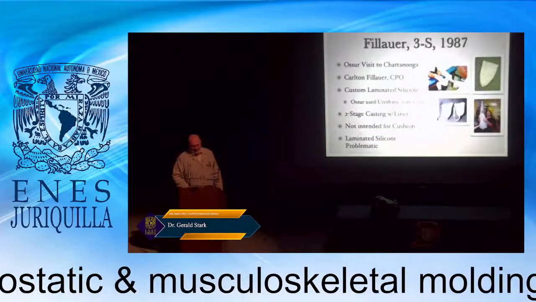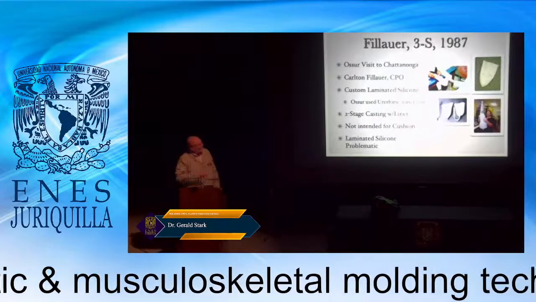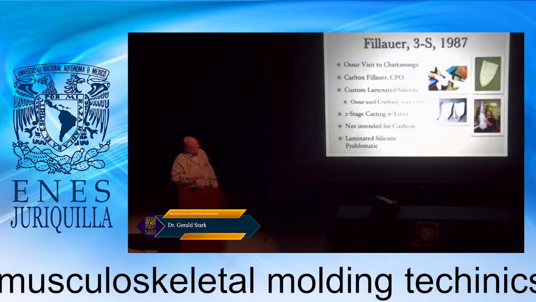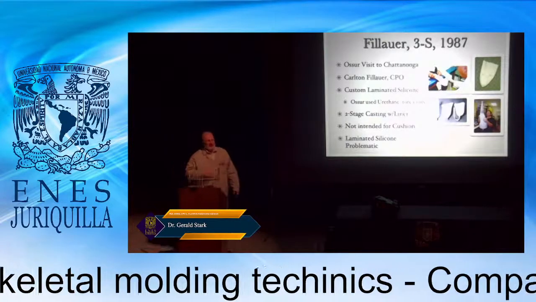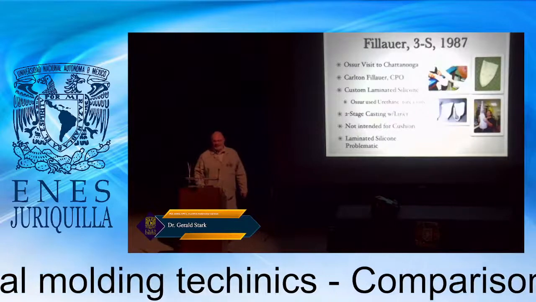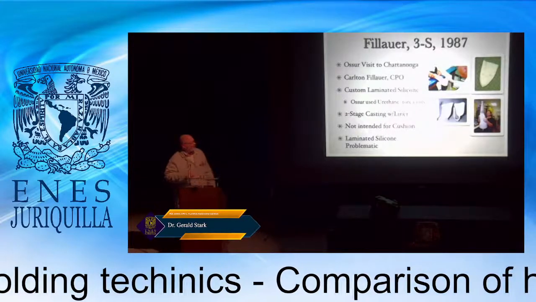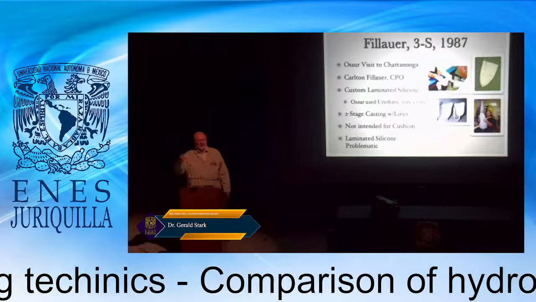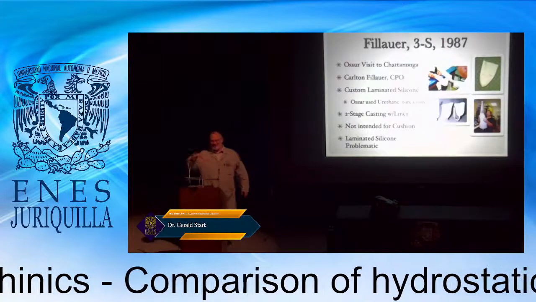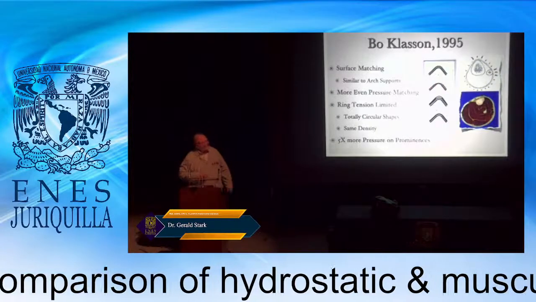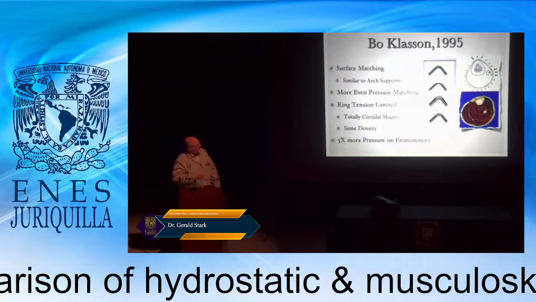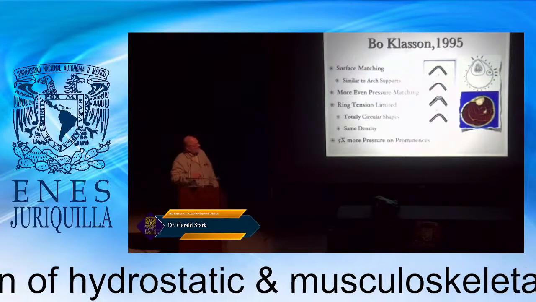Philauer in 1987, Åsa Christensen visited, and Carlton Philauer created a silicon, the first silicon sleeve, and that was reinforced with fabric. Then later, Åsa created one that was more off the shelf and more elastic. But the two-stage casting technique or custom forming is matching the surface.